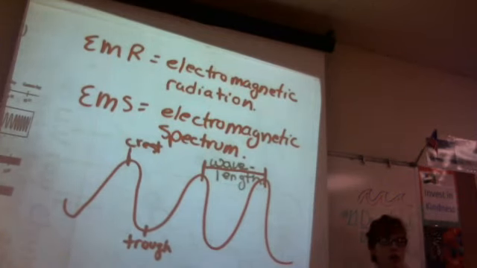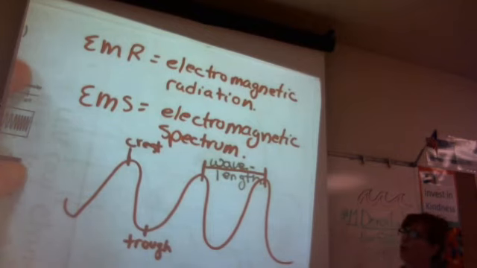So you need to know the parts of the wave, so you should be taking notes. And you need to also know what a wavelength is. So here, from the top of one crest to another, that is the wavelength, and it's measured in distance. So some kind of meter.